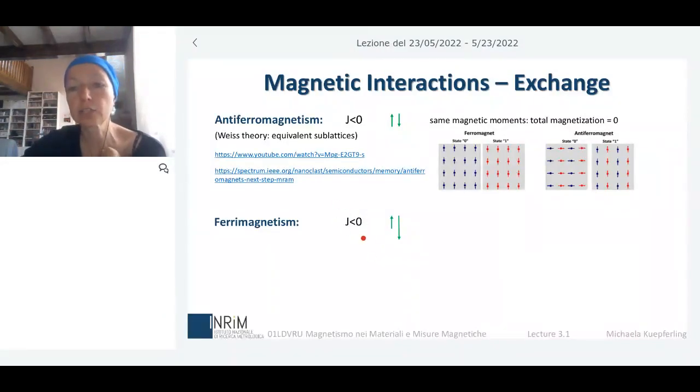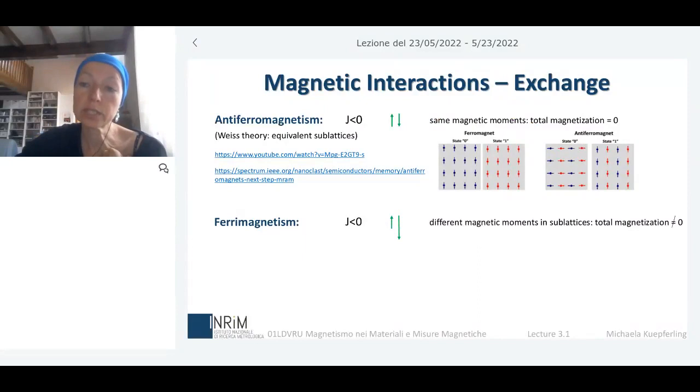So we have the exchange constant is smaller than zero, but now we don't have the same magnetic moments as in antiferromagnets. We have that one magnetic moment is stronger than the other magnetic moment. And in this way, you get the total magnetization. So it's not zero anymore. But of course, you can imagine it's much smaller than in a ferromagnetic material. And classical examples of ferrimagnets are ferrites that I already mentioned, so oxides of iron.